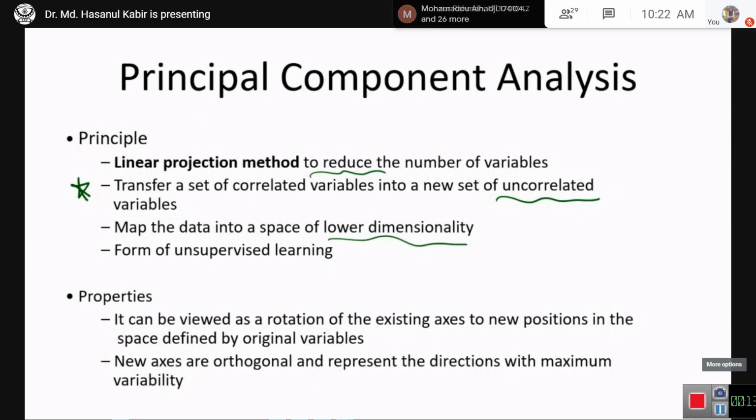So basically what I have said, and once we have done the data calculation, basically we are transforming from the old space to a new space.